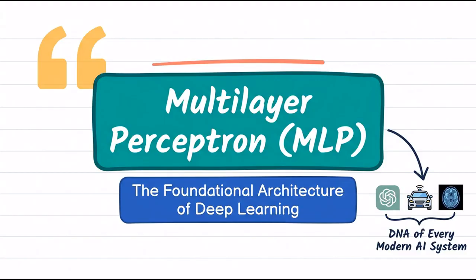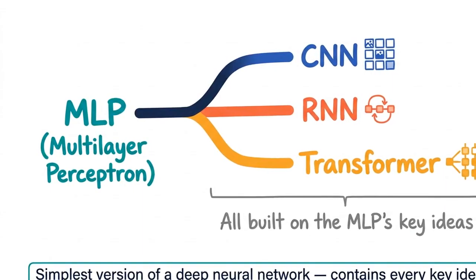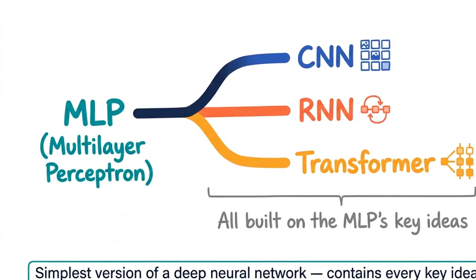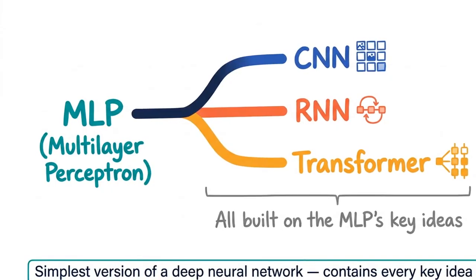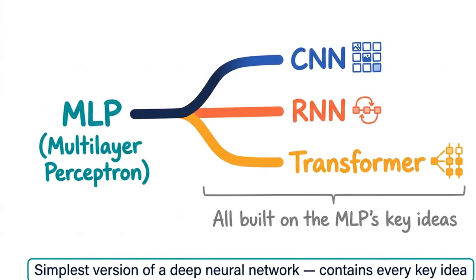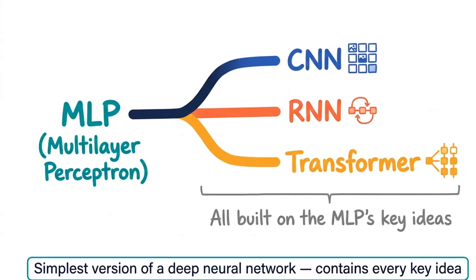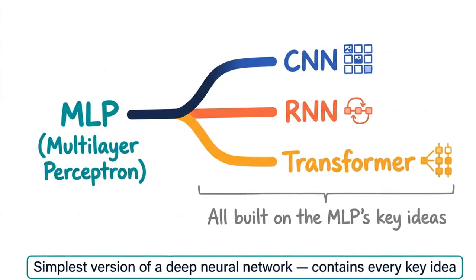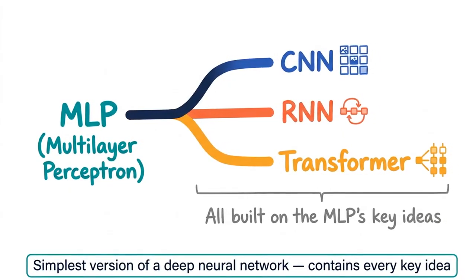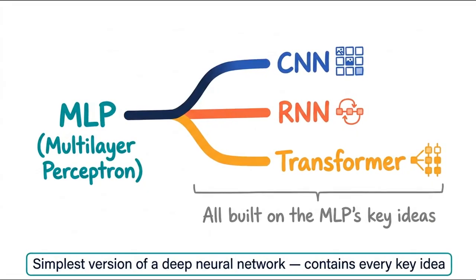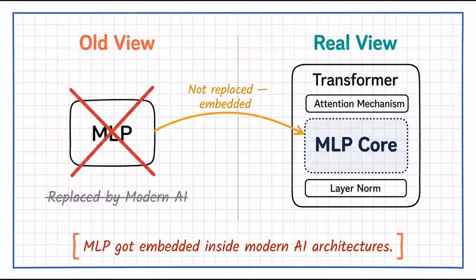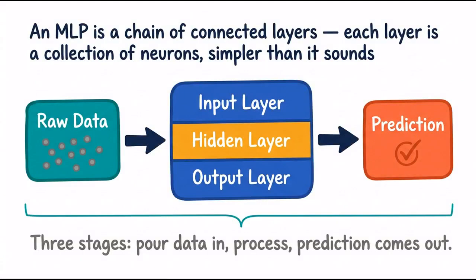It is the foundational architecture of deep learning. Before convolutional neural networks, before recurrent networks, before transformers, there was the MLP. It is the simplest version of what we now call a deep neural network, and it contains every key idea those more complex architectures are built on. You will also see how the MLP did not get replaced by modern AI. It got embedded inside it. Let us start at the very beginning.